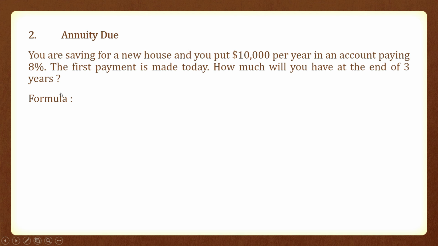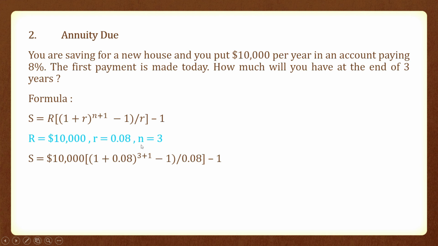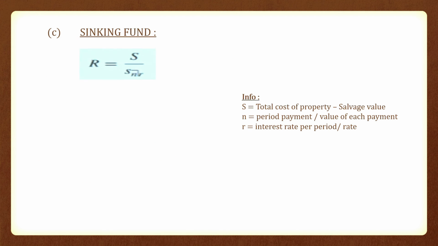Then we must find the information. Capital R is $10,000. Small r is 0.08 and n is 3. After that, put it in the formula and the answer is $35,061.12. So we go through to sinking fund.